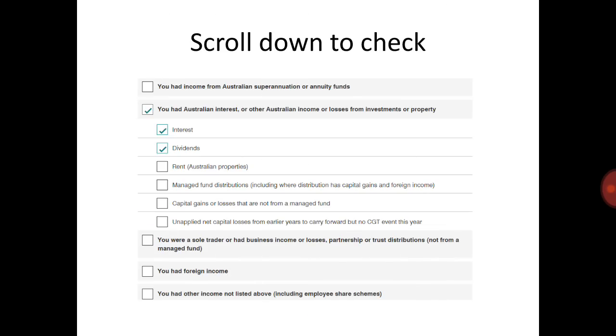So as you scroll down on the screen, you see other options. Make sure all those are correct, and if you are getting rent, click on rent. As this person was getting dividends as well, dividends are ticked. So you can check the other options. If you are having any foreign income, you're supposed to tick that one. Otherwise you don't need to tick if you don't have any.